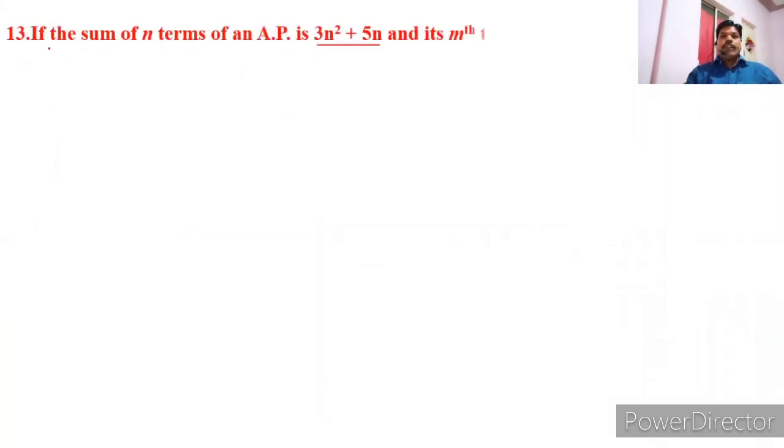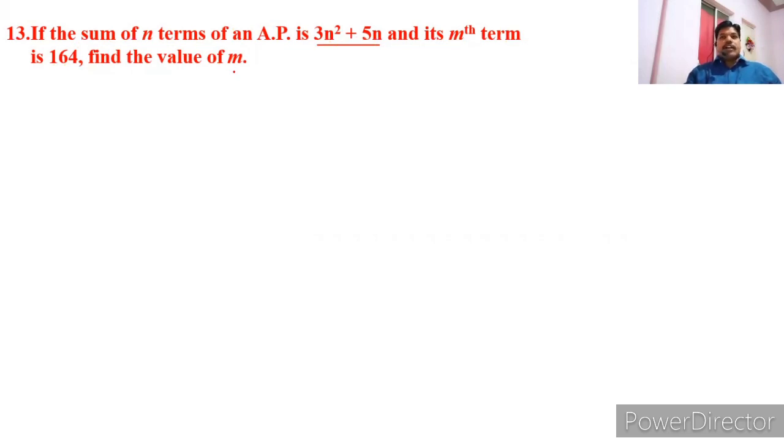See the next question, question number 13. If the sum of n terms of an arithmetic progression is 3n square plus 5n and its mth term is 164, find the value of m. So in the question what they are given, the sum of n terms is given, that is a 3n square plus 5n, and the mth term is also given, that is a 164. They are asking find the value of m.